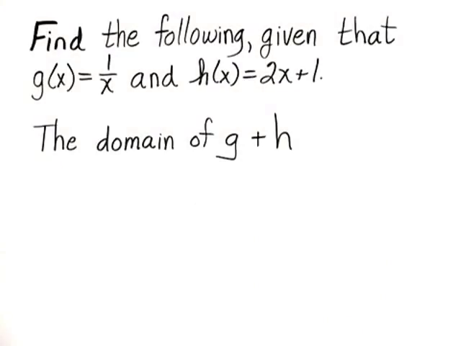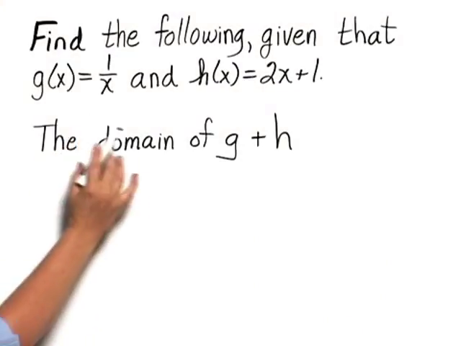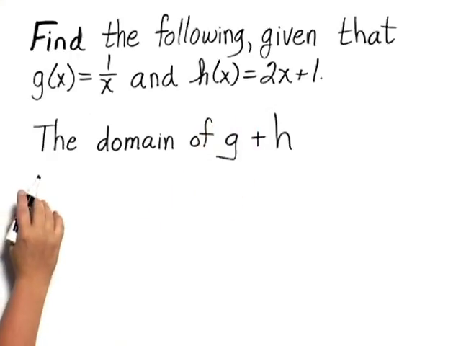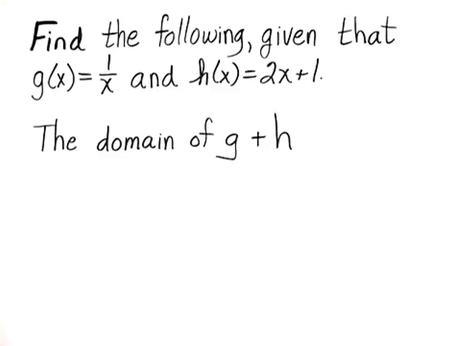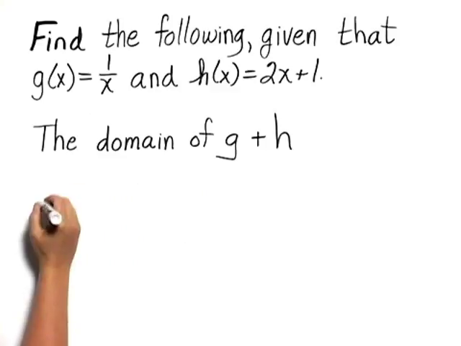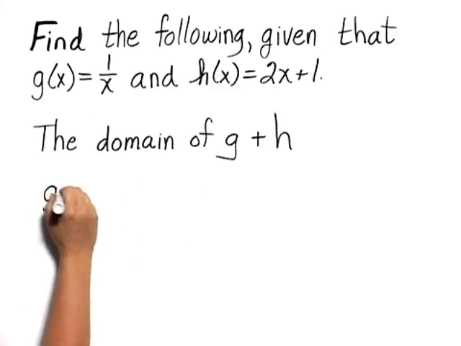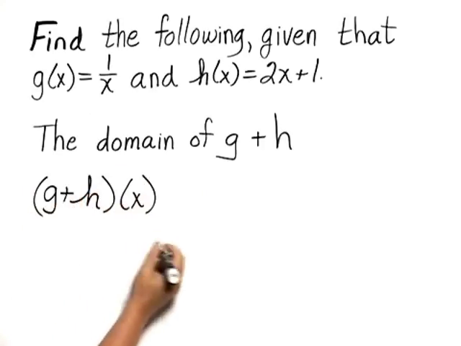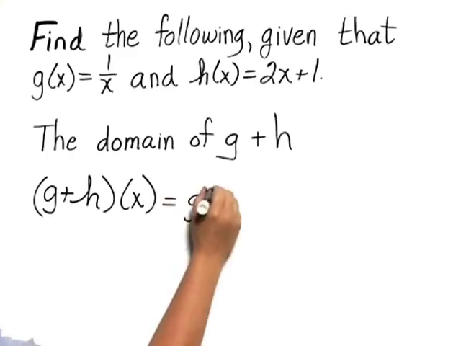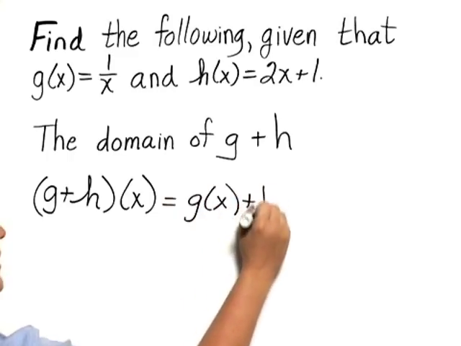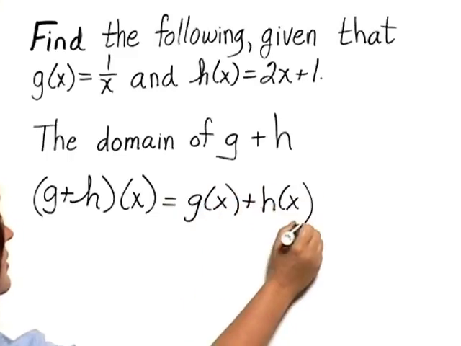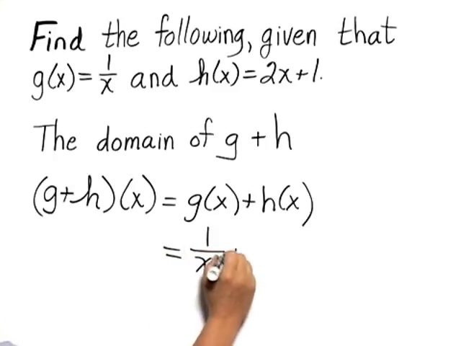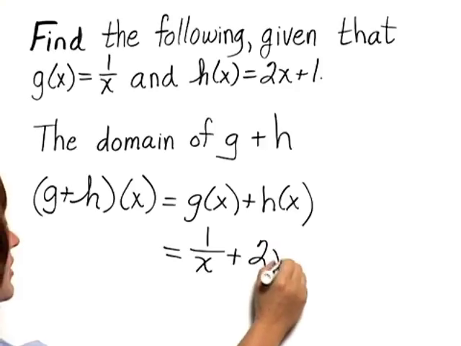Find the following given that g of x equals 1 over x and h of x equals 2x plus 1. We need to find the domain of g plus h. Well, let's first of all see what g plus h of x looks like. That is g of x plus h of x, which is 1 over x, that's g of x, plus h of x would be 2x plus 1.